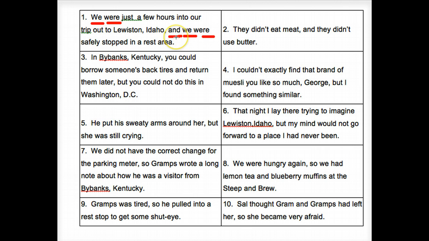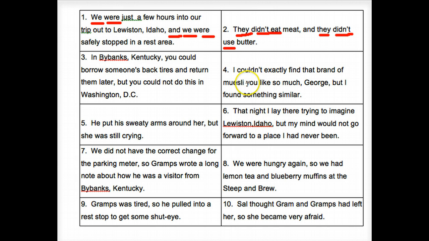The connector and is used when we want to add additional information. If you look at sentence number 2, you will see the same thing. We have a subject and a verb. It's a negative verb. We have another subject, and we have another negative verb. Remember that negative verbs have two parts. Here's our connector, and you can see there is a comma in front of the word and.